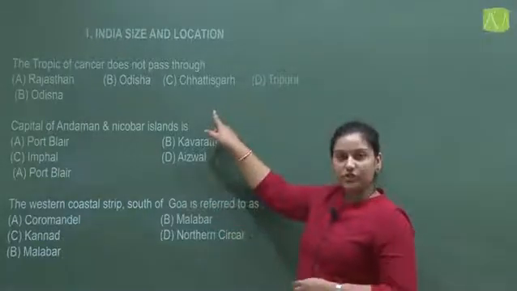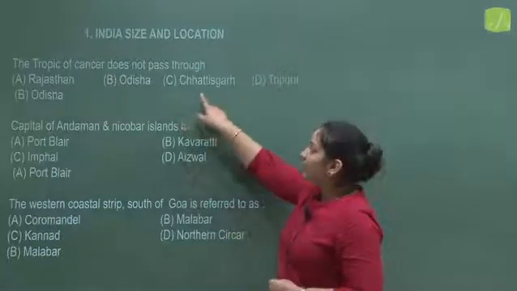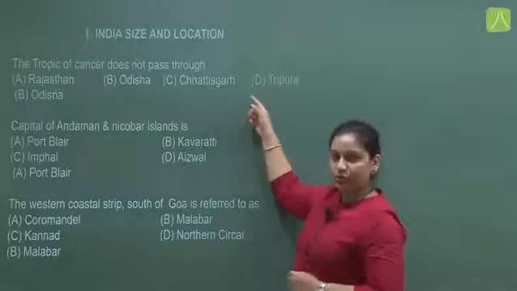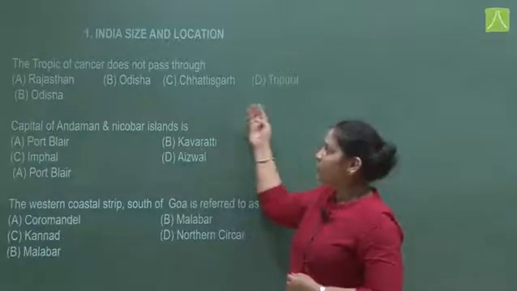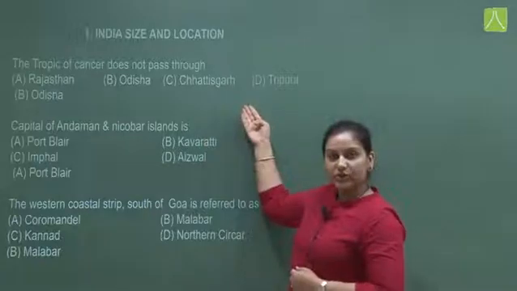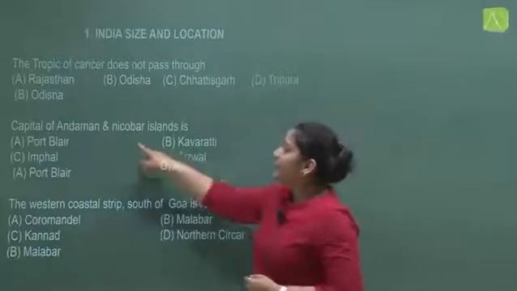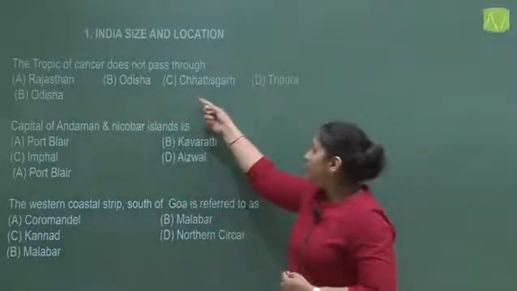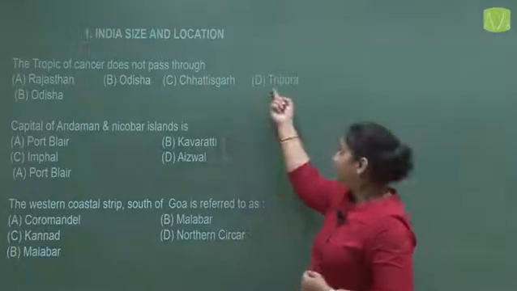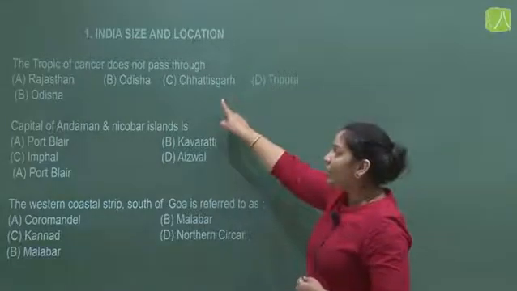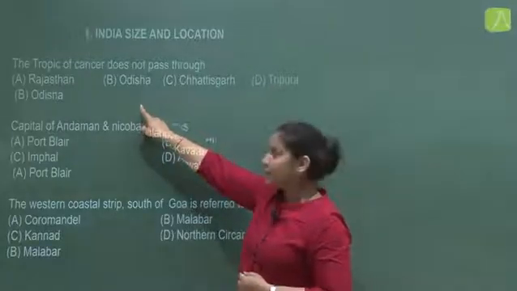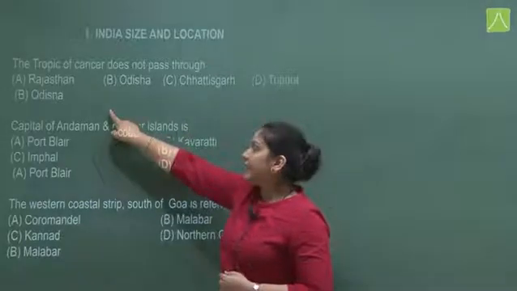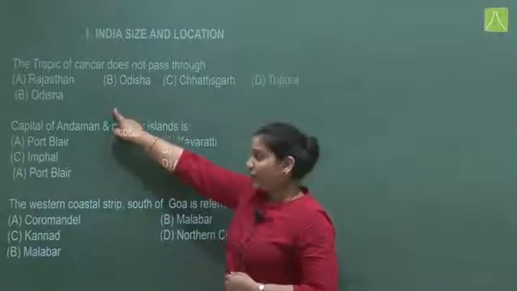The first question deals with the Tropic of Cancer does not pass through. You will be given 4 options. According to the options given, we already know that it passes through Rajasthan, Chhattisgarh and Tripura. The only odd one out state left here is Odisha. So the correct answer shall be Odisha.